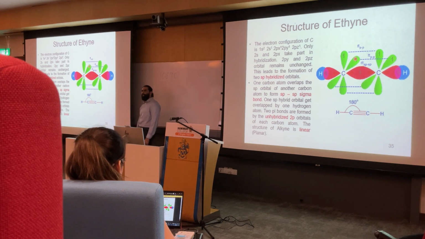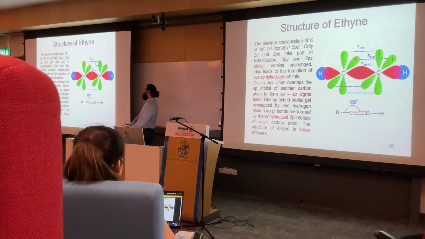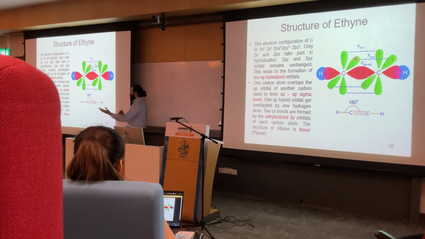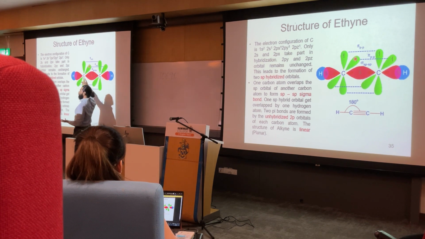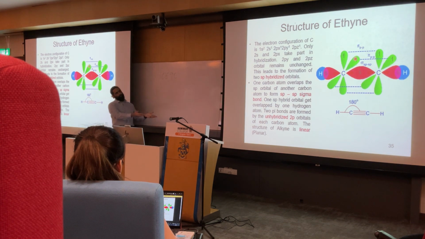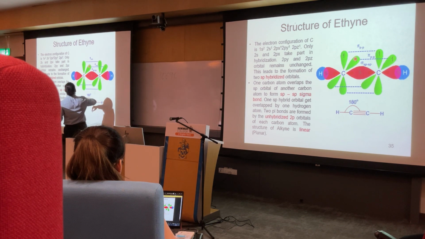Right, the structure of alkyne is linear and planar, because each carbon of the carbon-carbon triple bond can only make one other bond, right? Since the valency of carbon is 4, if each carbon is making a triple bond with the other carbon, it can only make one other bond. And that's why the formula has 2n minus 2, meaning the number of carbons versus the number of hydrogens, right? So how does this happen?